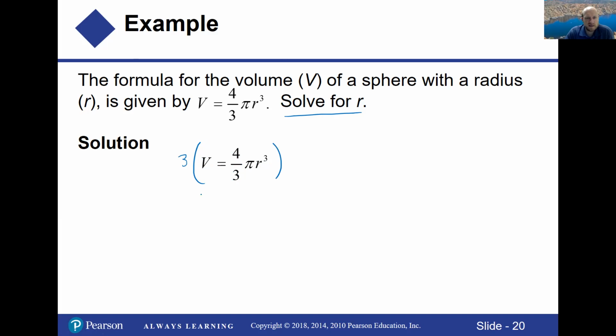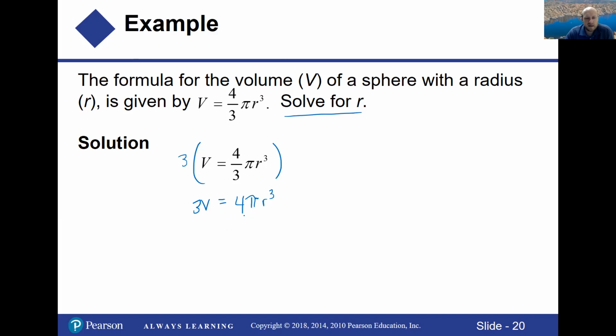So distribute it to the v. I have 3 times v. 3 times 4/3 gets rid of the 3. So I have 4 pi r cubed. Okay, now I'm solving for r. This is all being multiplied. That's a pi. This is all being multiplied.